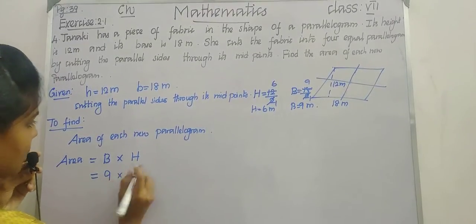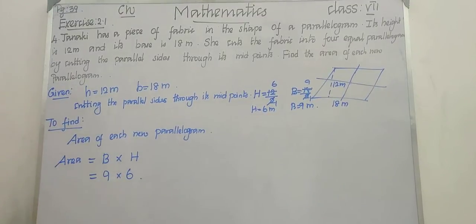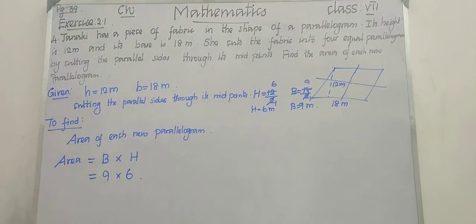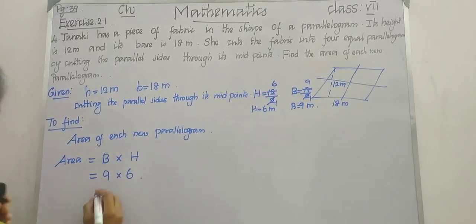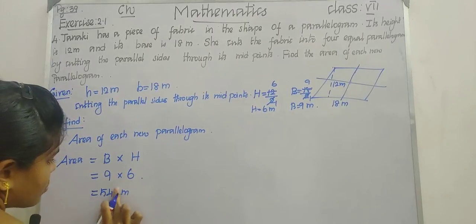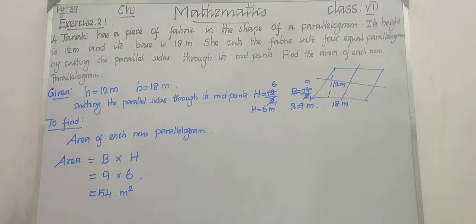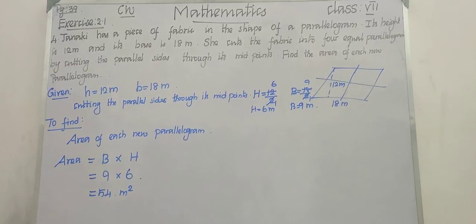And what is capital H? Capital H is 6. So 9 into 6. What is the answer? 54. 9 6s are 54. 54 meter squared is the answer. Okay, children, therefore the area of each new parallelogram is 54 meter square.